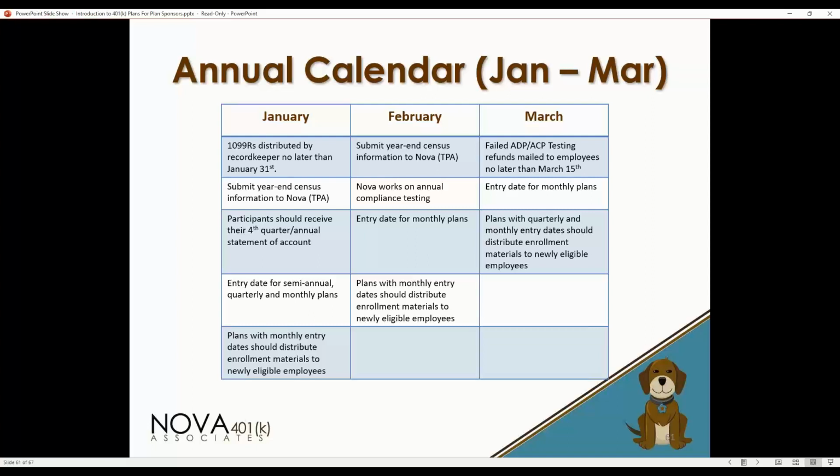February, we're going to be continuing to work on the annual compliance testing. If you haven't already submitted your census data in January, please do so in February, because in March we have a big date here. We have a testing refund that's due by March 15th. In order to get any of these refunds processed by March 15th, we have to finish the testing and provide you with signature ready forms in order for the record keeper to have processed. So there's a lot of information that needs to be completed and provided in order to meet that March 15th deadline. So if your plan is not safe harbor and typically has refunds due to failed deferral and match testing, get that data to us as soon as possible.